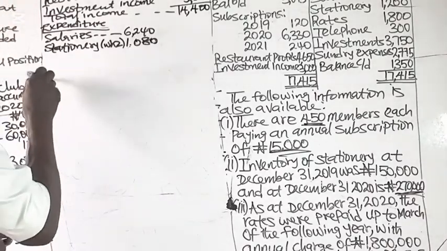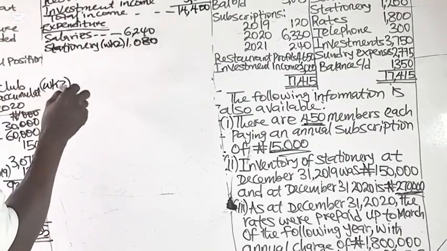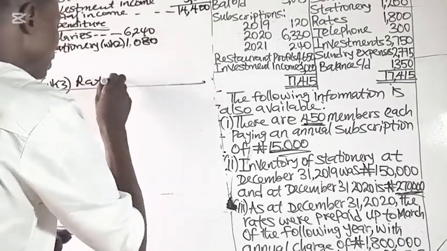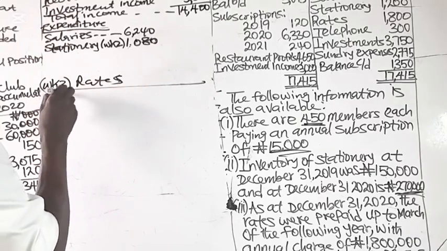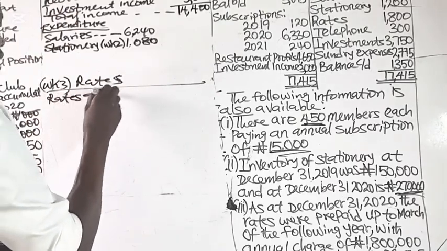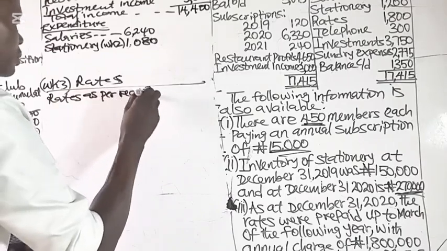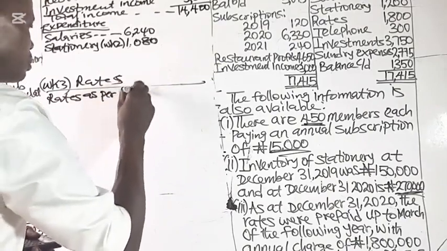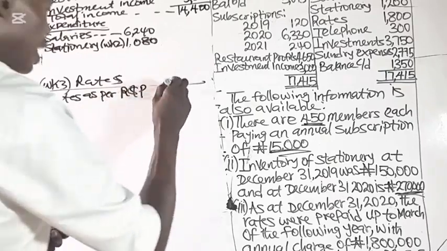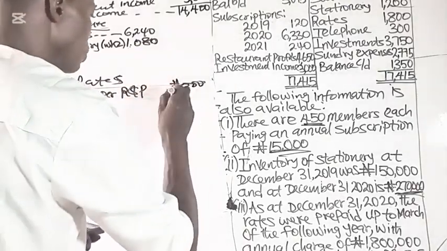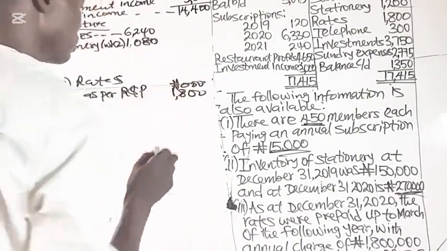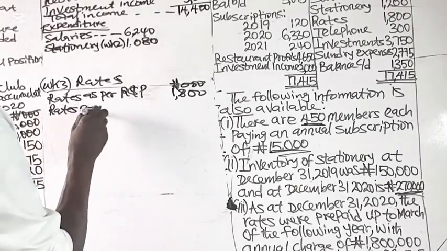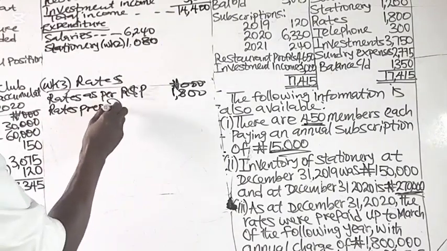Now let's have working number 3, rates. Rates as per receipts and payment amounted to 1.8 million naira. The rates prepaid. Remember, we used to deduct prepayment. Why are we deducting prepayment?